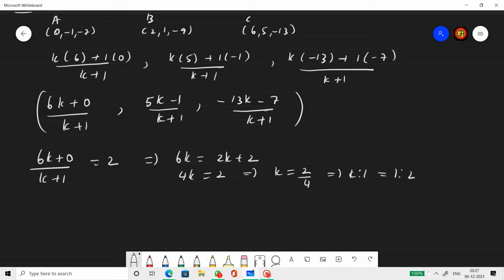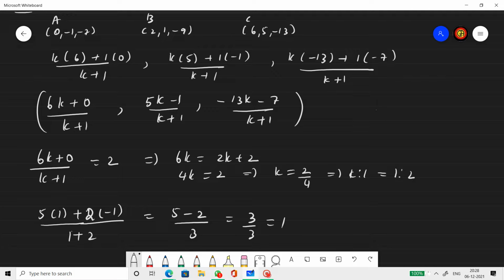Now the y coordinate: 5K minus 1 by K plus 1, with the ratio 1 is to 2, so (5 minus 2) by (1 plus 2), which will give us 3 by 3, which is 1, which is actually the y coordinate of B. Like that, let's find the z also now.